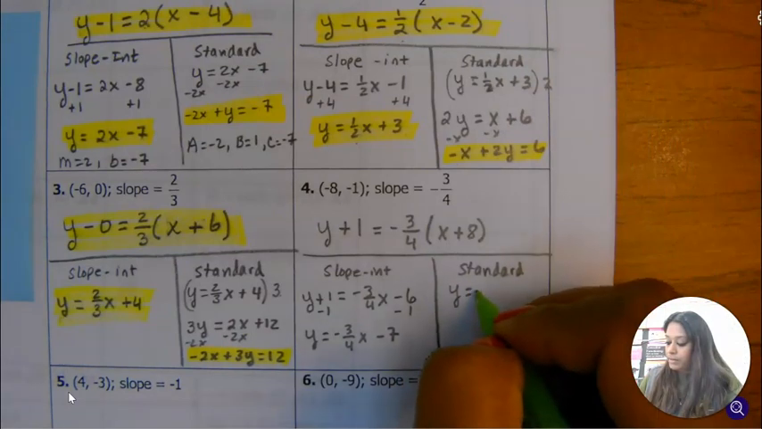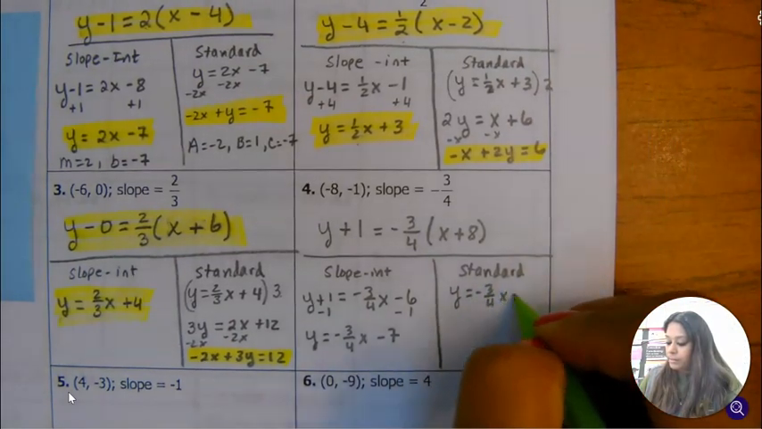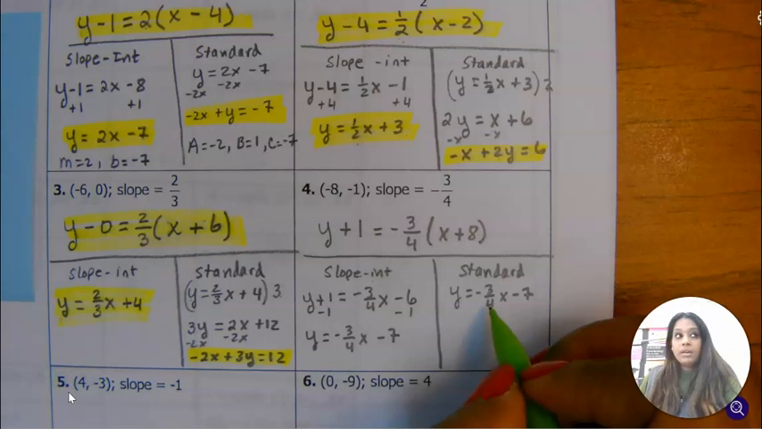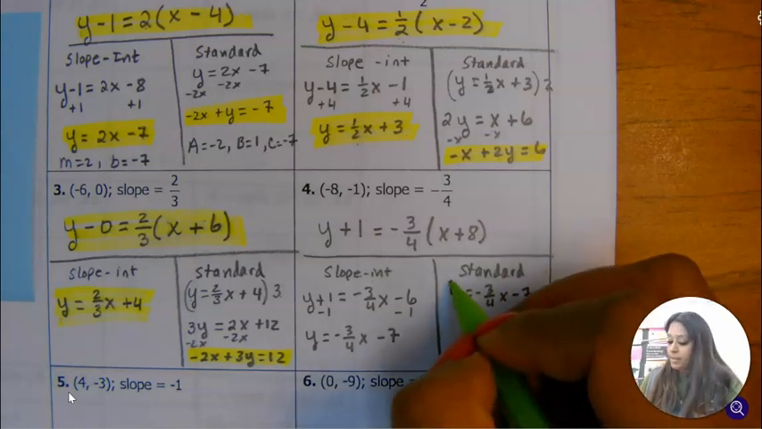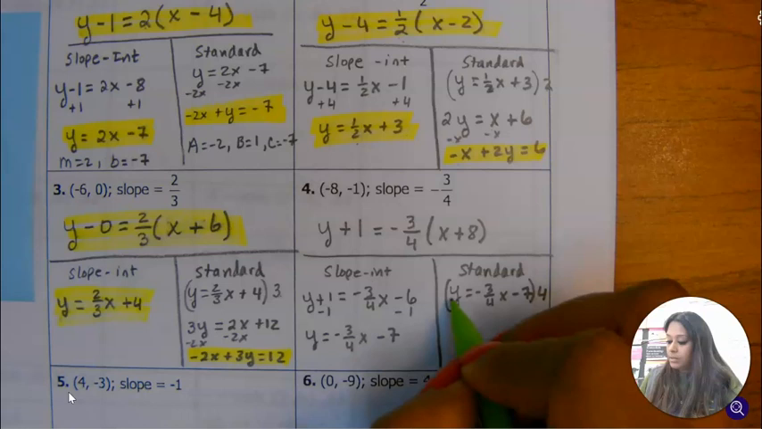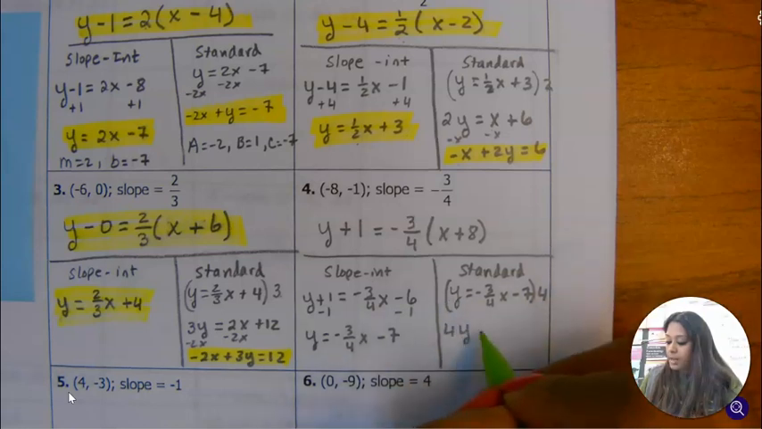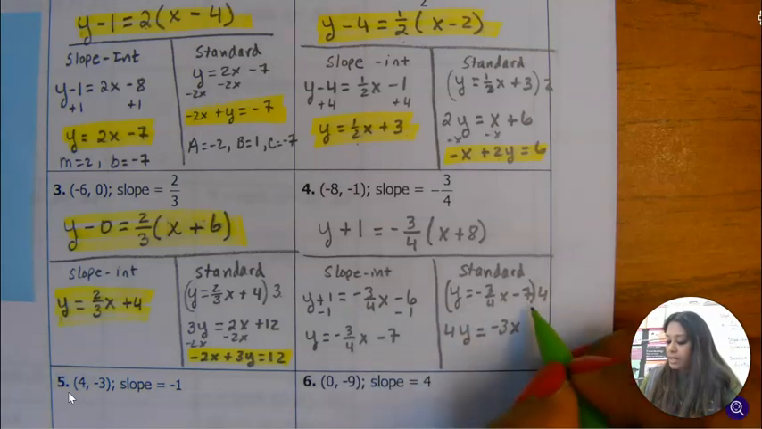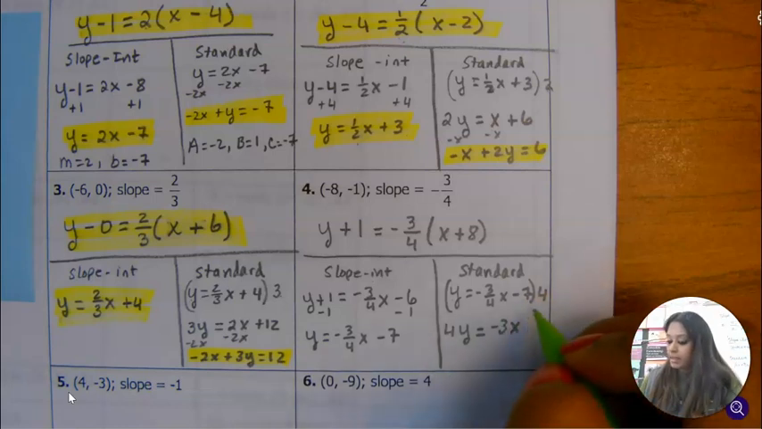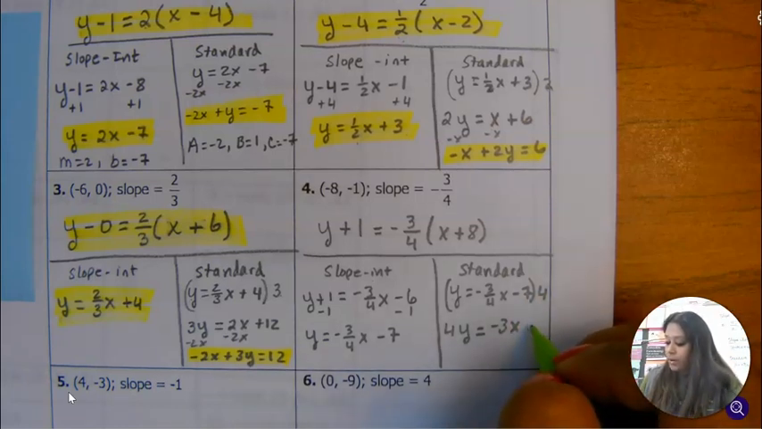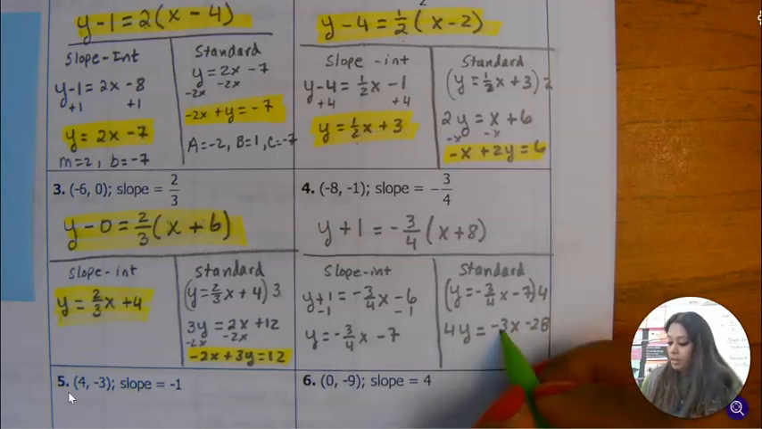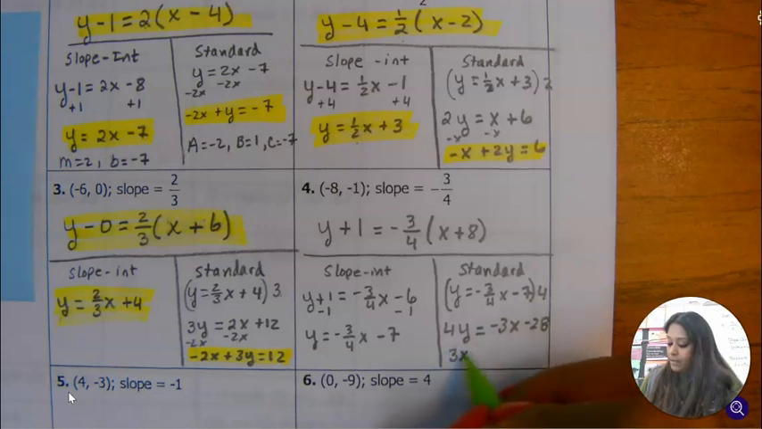And then now we're going to put it in standard form. So bring that over. I need to get rid of the 4 here, so I'm going to multiply everything by 4. So y times 4 is 4y equals -3x, because the 4's cancel out, you just have a -3x. And then -7 times 4, that would be -28. Bring that over. So that would be positive 3x plus 4y equals -28.